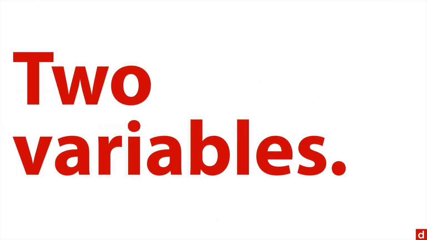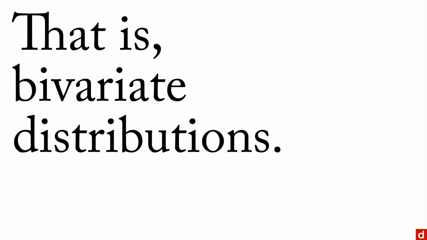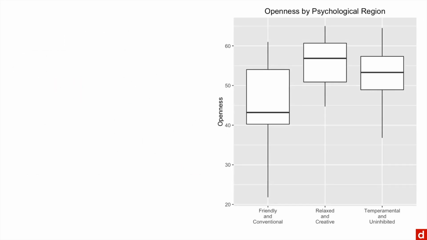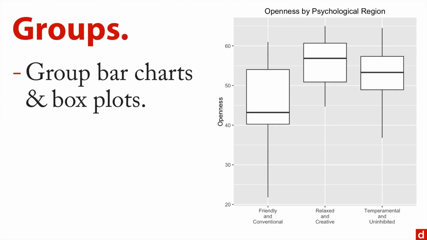Once you've done one variable or the univariate analyses, you're going to want to do 2 variables at a time. That is bivariate distributions or joint distributions. Now, one easy way to do this is with grouped plots. So you can do grouped bar charts and box plots. What I have right here is grouped box plots. I have my 3 regions, psychological regions of the United States, and I'm showing how they rank on openness. That's a psychological characteristic. And what you can see is that the relaxed and creative are highest and the friendly and conventional tend to go to the lowest.